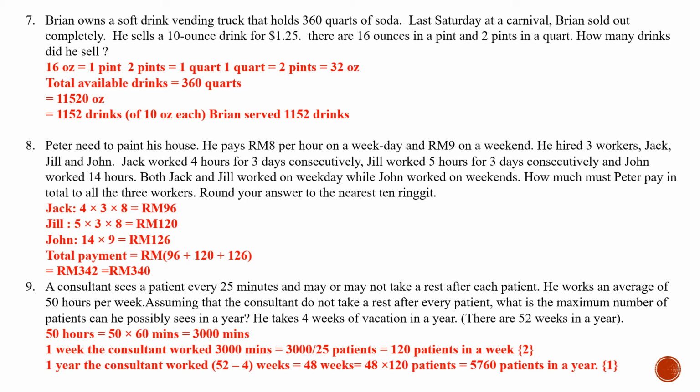So the 3,000, you will divide it to find how many patients in a week. So you divide it with 25 because each patient he sees for 25 minutes. So you will get 120 patients in a week. Okay, now he takes 4 weeks off vacation.